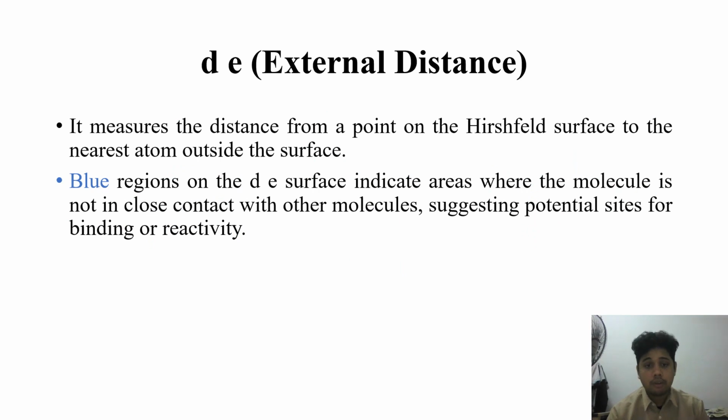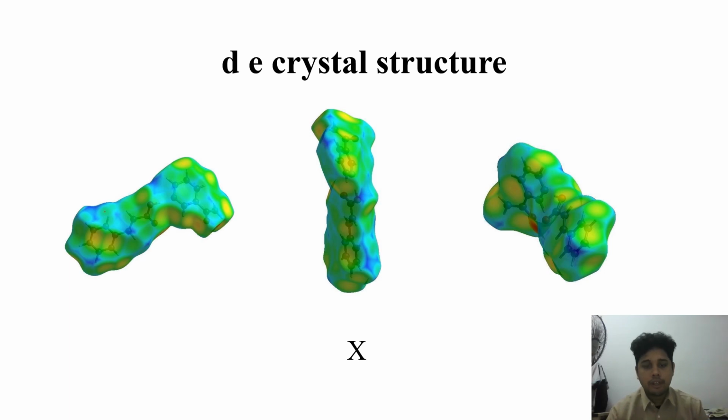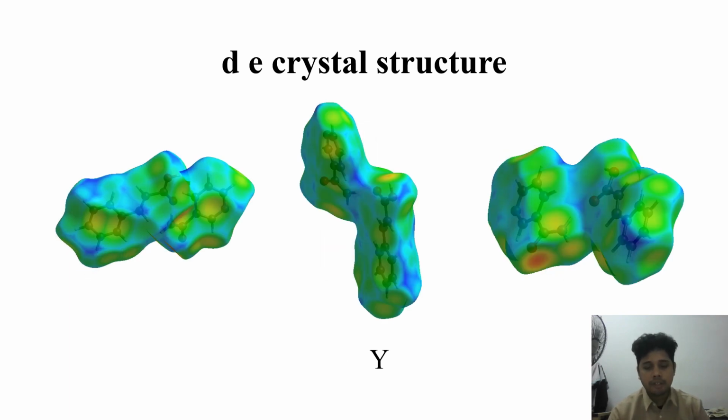Next, we compare the external distance. It measures the distance from a point on the Hirschfeld surface to the nearest atom outside the surface. The blue region on the de surface indicates areas where the molecule is not in close contact with other molecules, suggesting potential sites for binding and reactivity. Here is the external distance for co-crystal X, and here is the external distance for co-crystal Y.